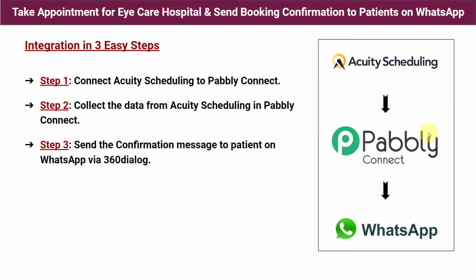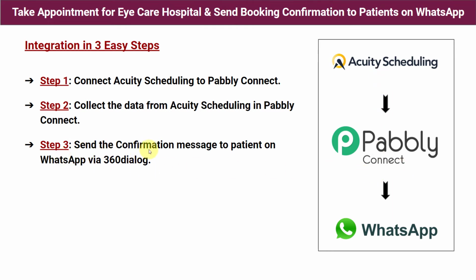So first of all, we are going to open Pabbly Connect and connect our booking page on Acuity Scheduling with Pabbly Connect. Step 2 is collect the data from Acuity Scheduling in Pabbly Connect. So in the second step, we'll book a new appointment from our booking page and collect the data of the patient who has booked the appointment here in Pabbly Connect.